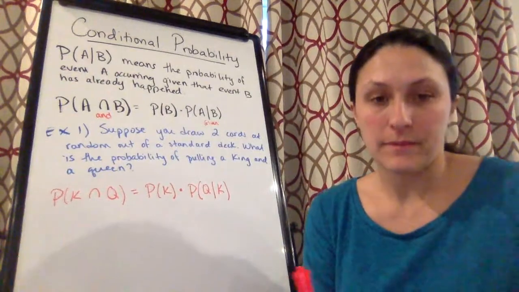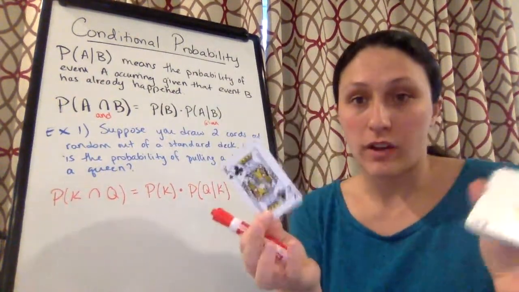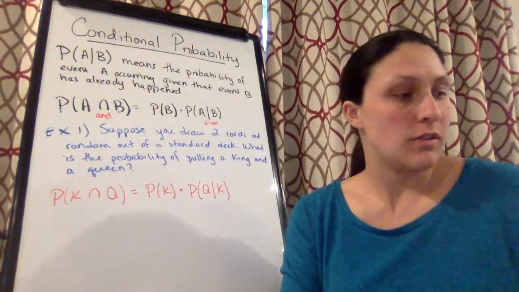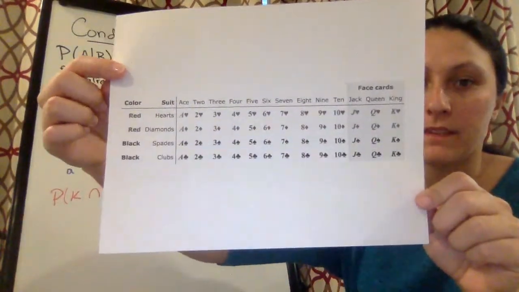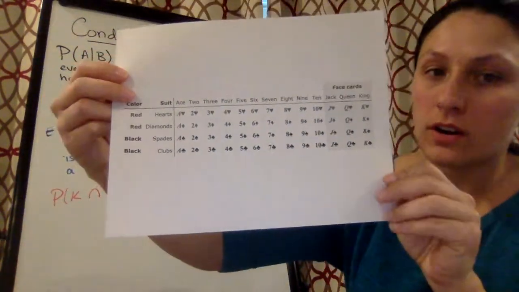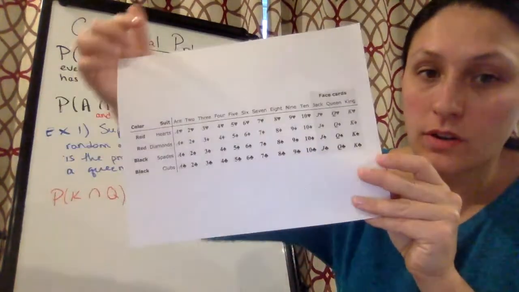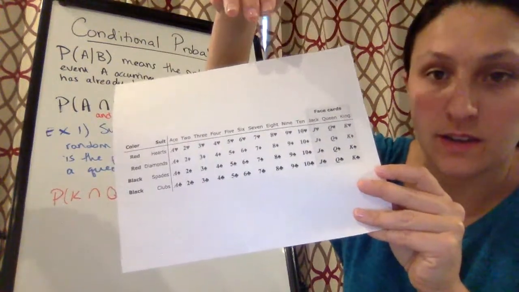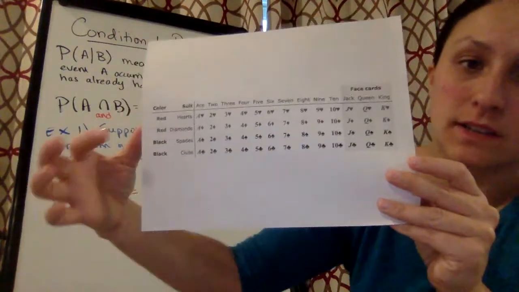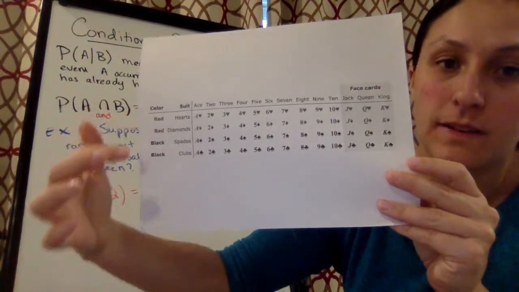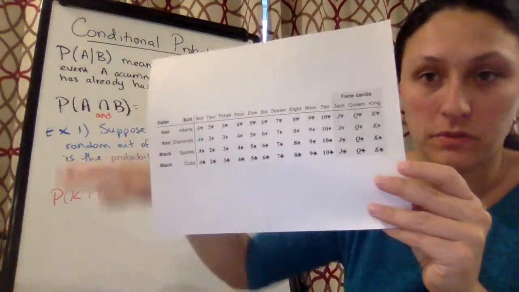So let's do that right now. What's the probability of pulling a king out of a standard deck of 52 cards? Now, if you're not familiar with cards, it helps to know all of the cards in a deck. So I printed out this picture, and it shows you that there are 4 of every number. There's also 4 suits. So the suits are hearts, diamonds, spades, and clubs. There happens to be 13 cards in every single suit because there are 13 total numbers.